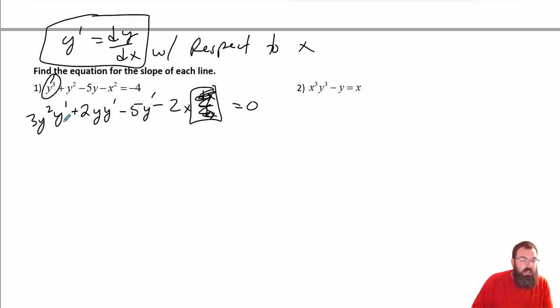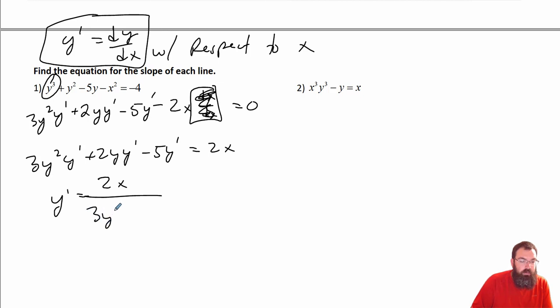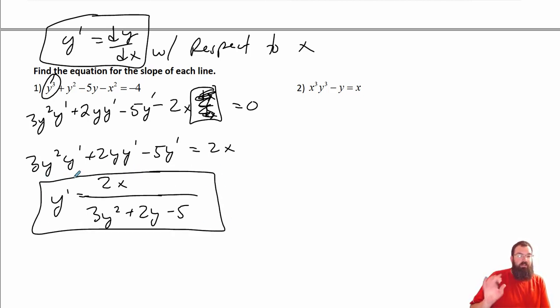So what I want to do now is keep all of my y primes over here and put everything else over there. So I get 3y squared y prime plus 2y y prime minus 5y prime equals 2x. I'm going to take out a y prime because everything's got a y prime. Then I'm going to divide everything by that, right? So it's really 2x over 3y squared plus 2y minus 5. This is your equation for the slope of that line on the graph.